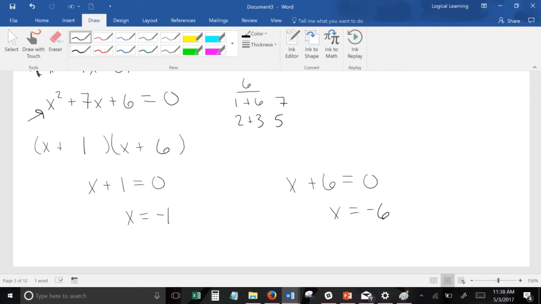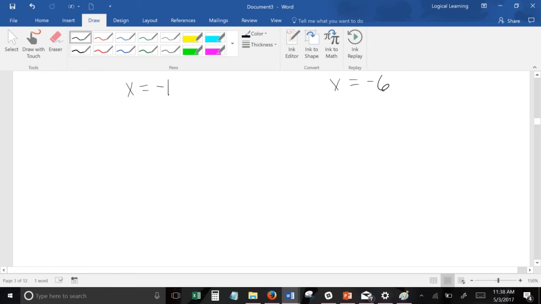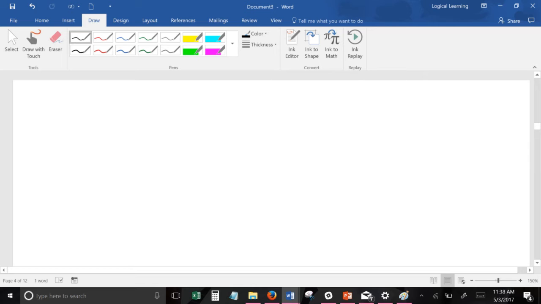So that's a third option to do. Again, whatever you like, whatever is easiest to you, whatever is most familiar to you, they're all acceptable. Solutions are solutions. That's the great thing about math: once you get to the answer, it's the answer. If it's -1 and -6, that's the answer.